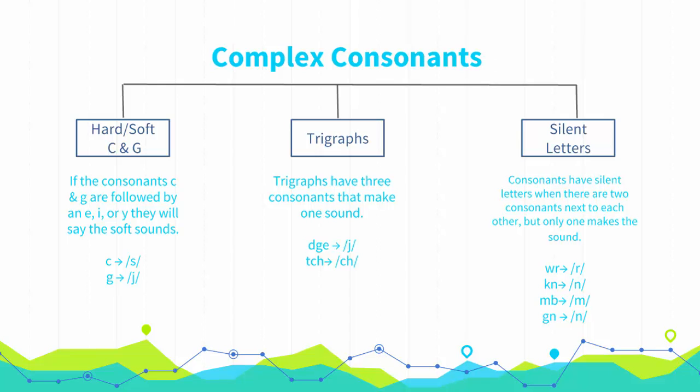95% group breaks complex consonants into the following categories: hard or soft C and G, trigraphs, and silent letters. The consonants C and G make the soft sound when followed by the vowels E, I, or Y. Trigraphs have 3 consonants that make one sound. Consonants have silent letters when there are 2 consonants next to each other, but only one makes the sound.